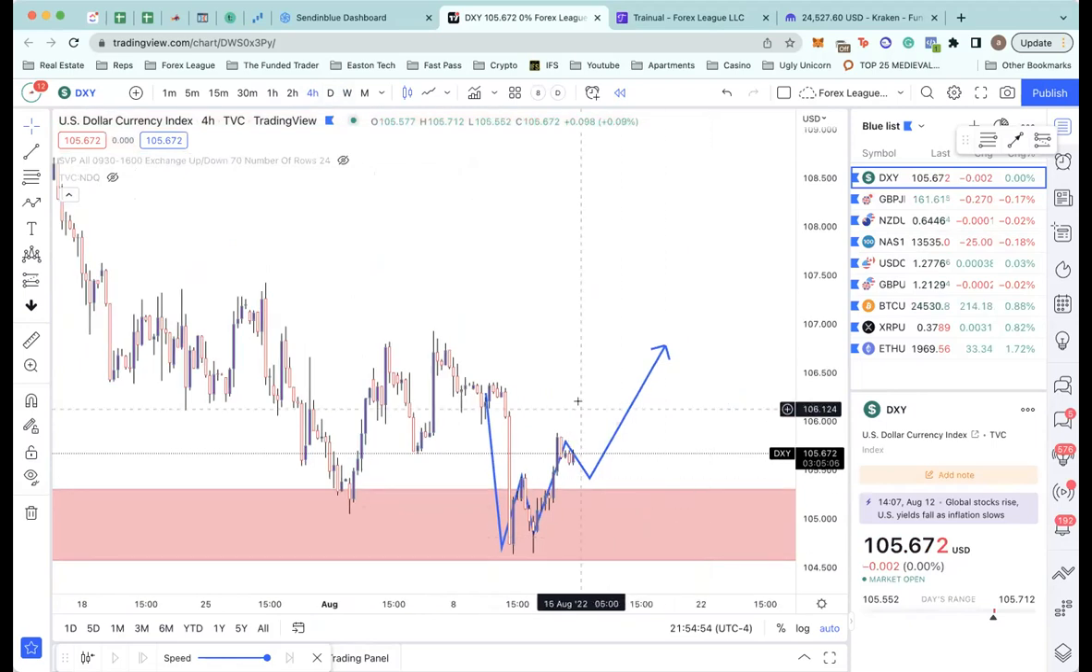So if the 4 hour lines up in the direction of the overall trend, that's when I'm taking my 2% trades. And then if it's not in the direction of the overall trend, but I like the setup, that's when I'm taking the 1% trades. So yeah, this is pretty much it. This is the Sunday market blitz.